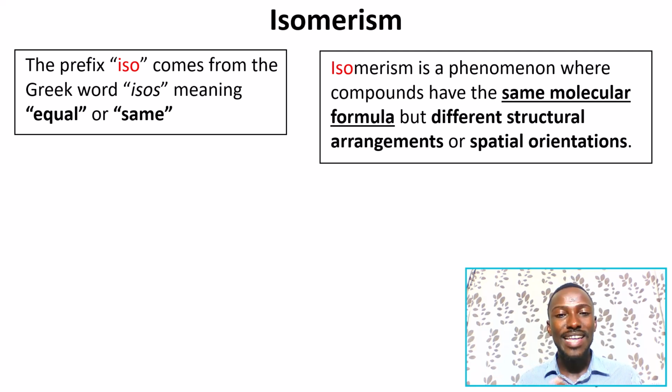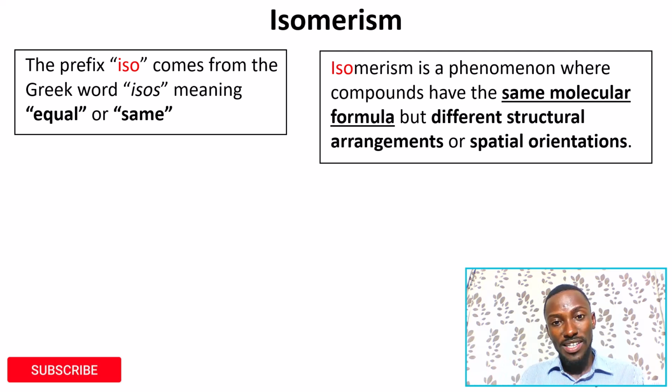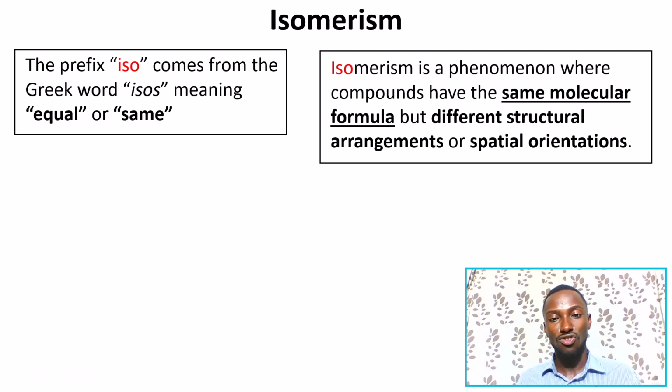So what is isomerism? It is a phenomenon where compounds tend to have the same molecular formula but different structural arrangement or spatial orientations. That is what isomerism is. So if you don't know what molecular formula is, on our foundation model, we actually explain what it is with displayed formula and structural formula. So you can check the description under this video to have access to the full playlist.